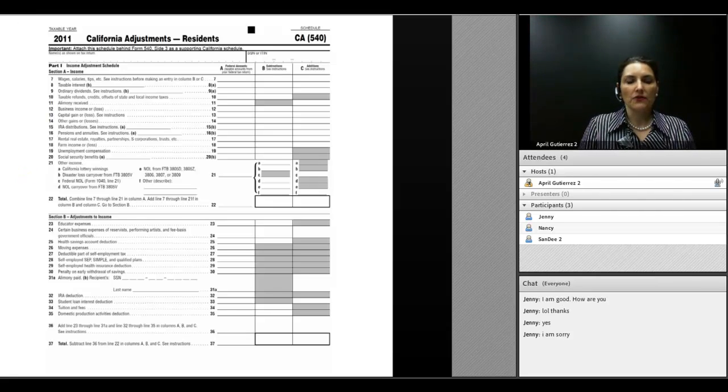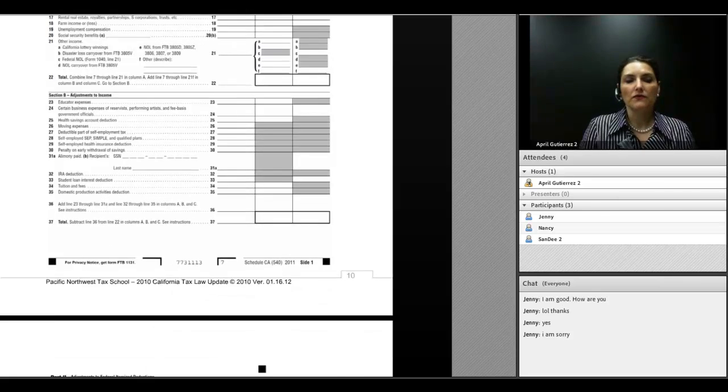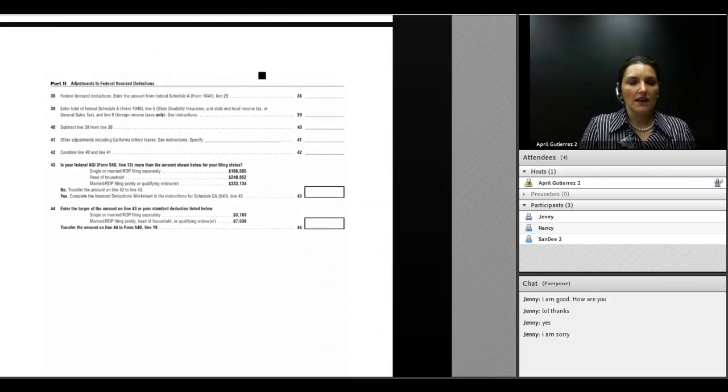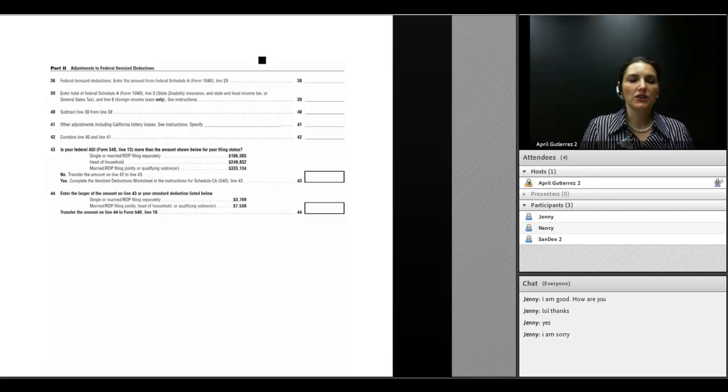And here's, of course, Schedule CA. This is the form that is used to explain or to factor for differences between federal law and California law on the return. It's a two-page form. Page 1 has to do with differences between California income and federal income, and California adjustments to income and federal adjustments to income.